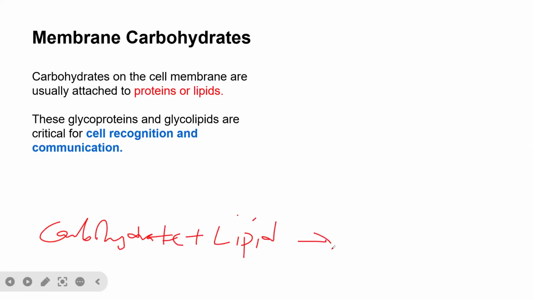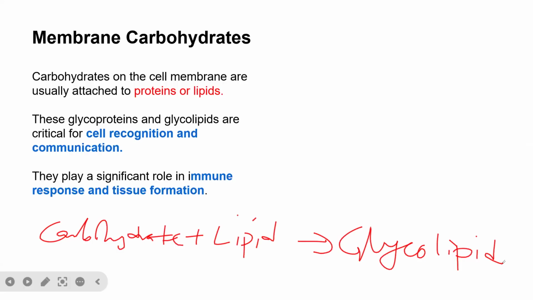So when you have carbohydrates plus lipids, it will give you what you call a glycolipid. And if it is proteins, it's called glycoprotein. So sugar plus protein is glycoprotein, and sugar plus lipid is called glycolipid. These glycoproteins and glycolipids are critical for cell recognition and communication.